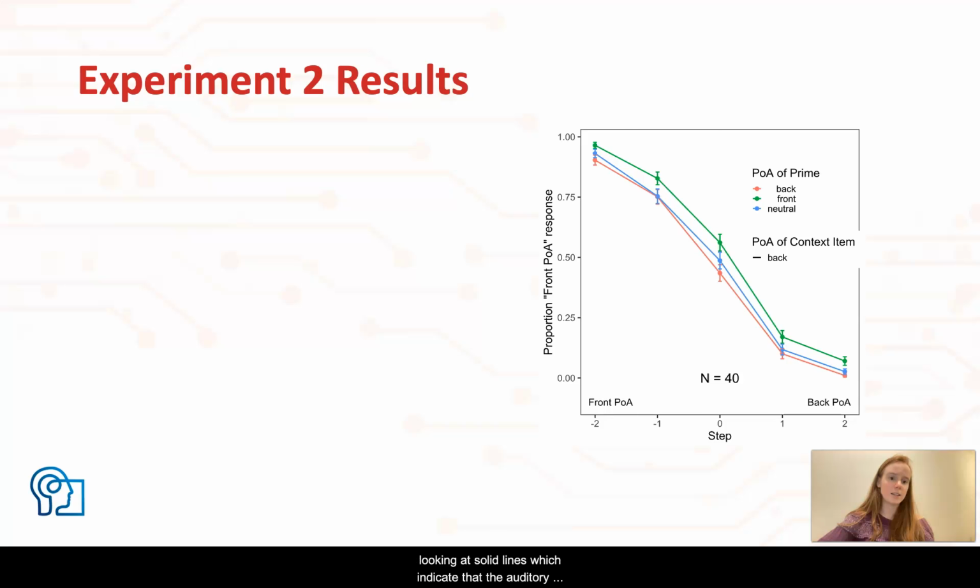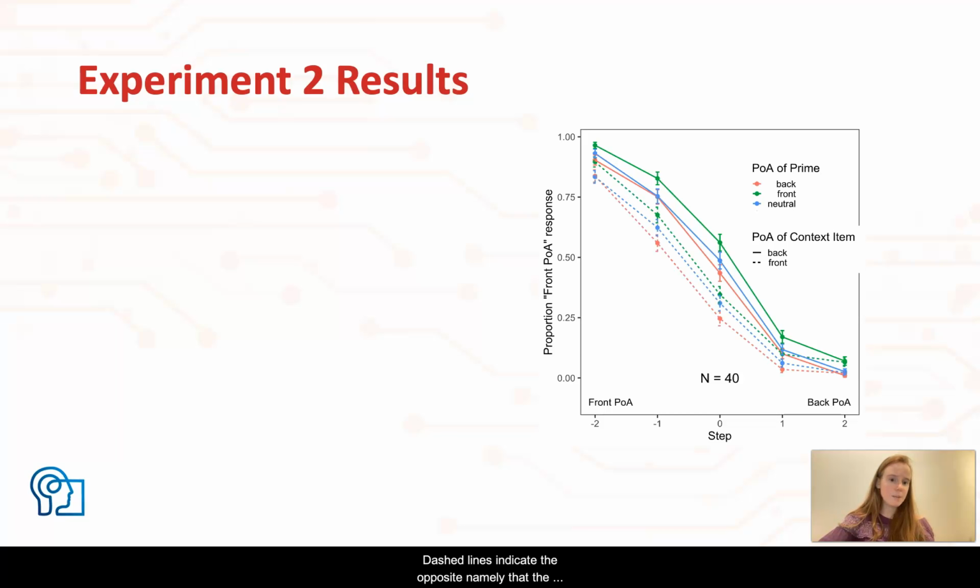Here, you're looking at solid lines, which indicate that the auditory context item ended with a phoneme with a back place of articulation. For example, a K, such as in maniac. We would expect this to bias listeners to hear the subsequent phonemes as having a more front place of articulation, or, for example, hearing more S tokens. Dashed lines indicate the opposite, namely that the auditory context item ended with a phoneme with a front place of articulation. For example, isolate. This we would expect to bias listeners to hear the subsequent phoneme as having a more back place of articulation, or hearing more sh tokens.